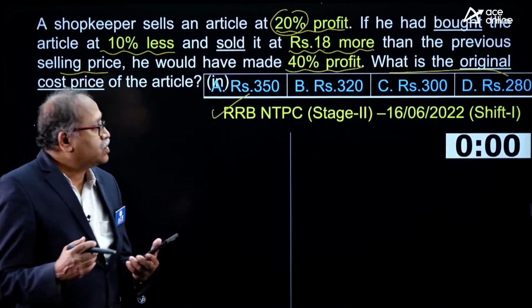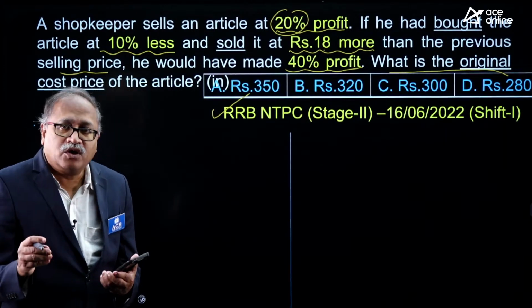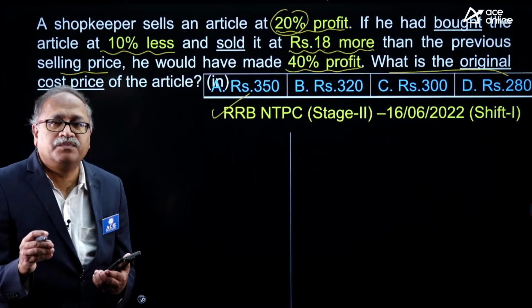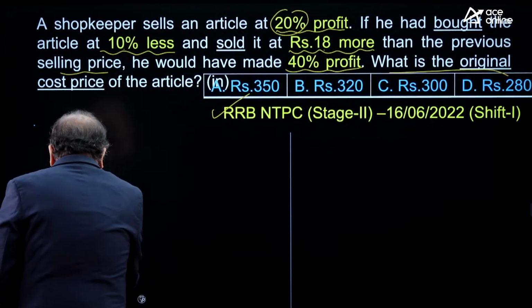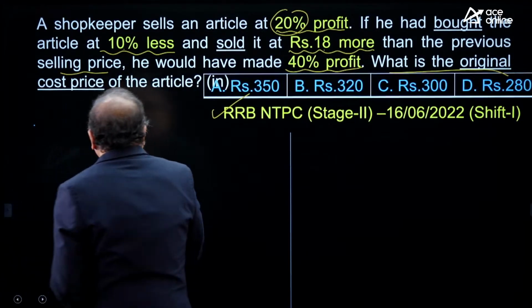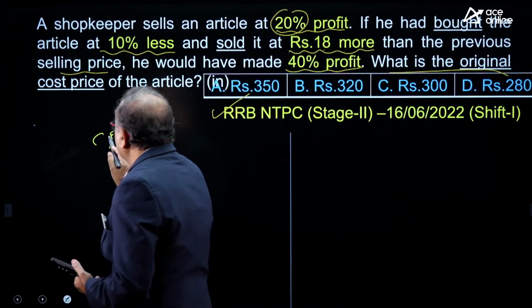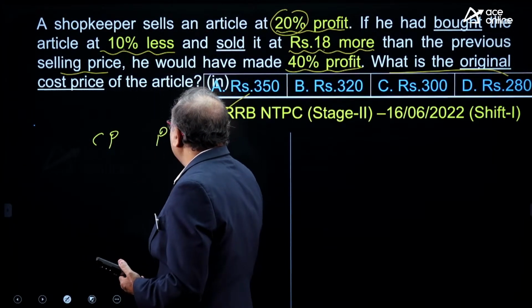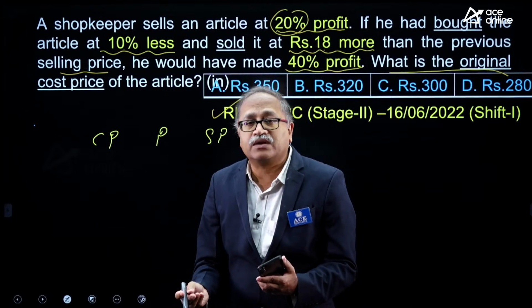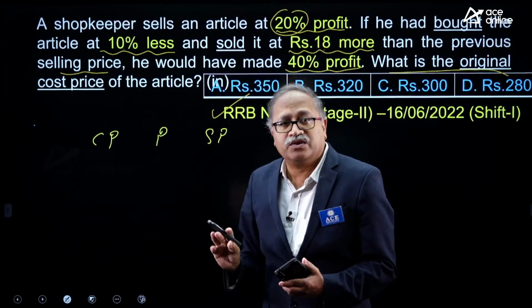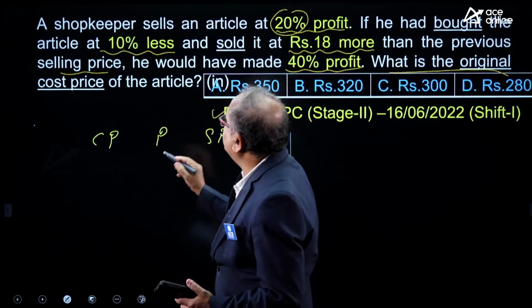Okay. As 30 seconds is over, now I am answering the question. Please, if you get the answer, let us know. I will go with the same pattern, that is CP, then profit, and then selling price. When you are writing in the examination or for practice, you do not write this terminology. Only for the explanation I am writing it.